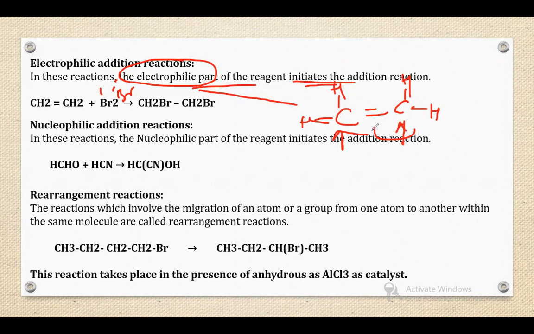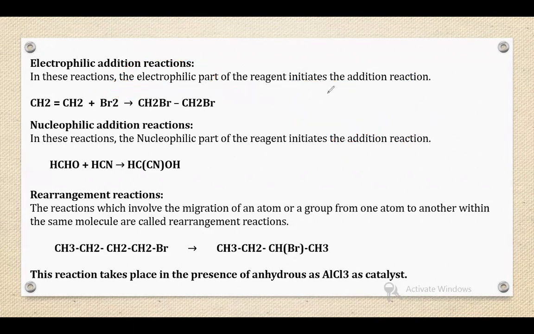It is negatively charged, so why will it add to the positive part? Because of electron density. On this, 1, 2, 3, 4, here is the minimum electron density. So a negatively charged group can attack here, no? An electron-rich group can attach to the positive part. Then the positive part is responsible for the addition initiation, and it is called electrophilic addition.